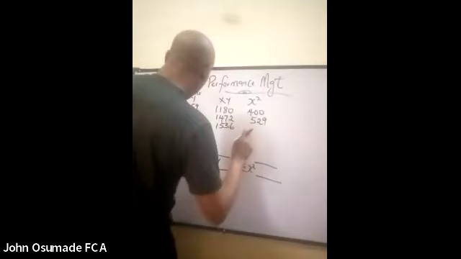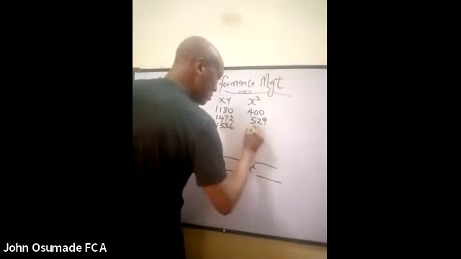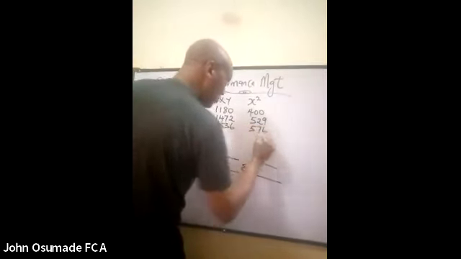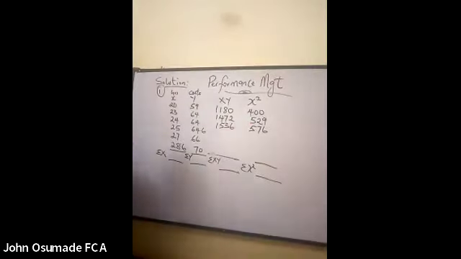24 squared. Where's the calculator? 576. Beautiful. Now, 25 times 64.